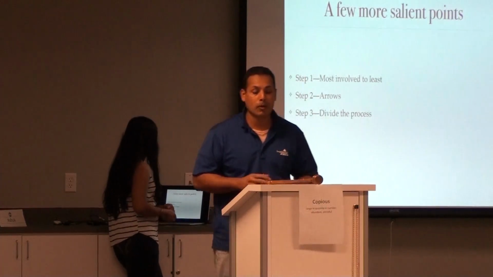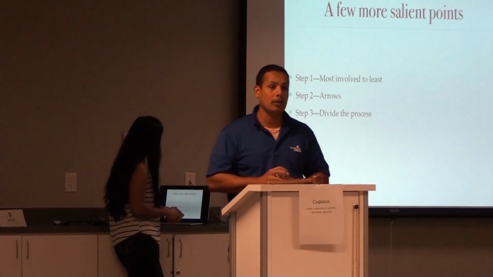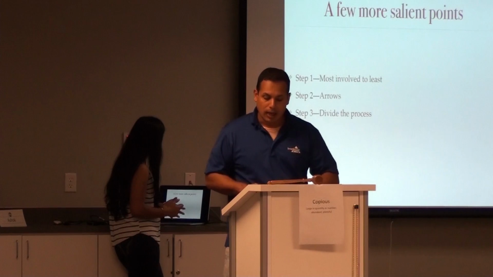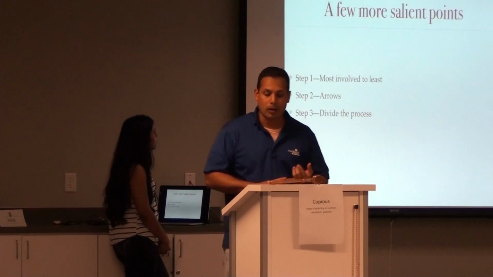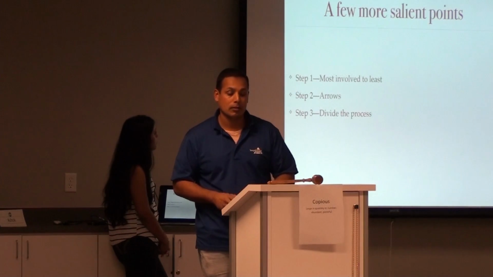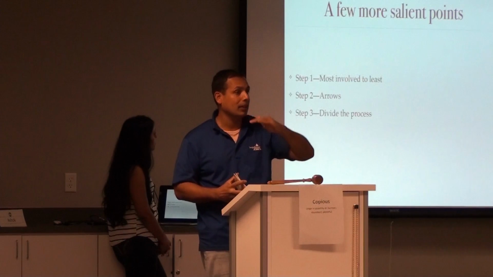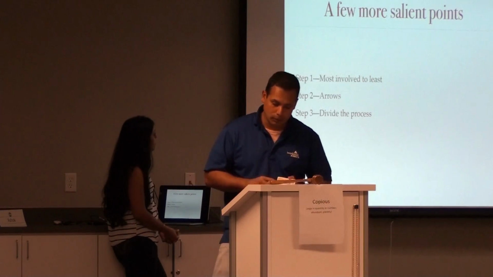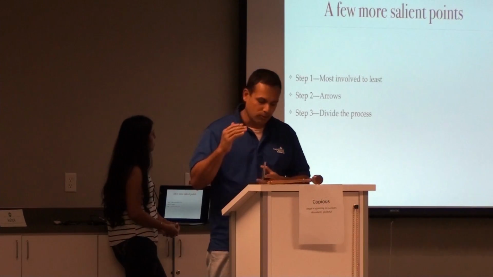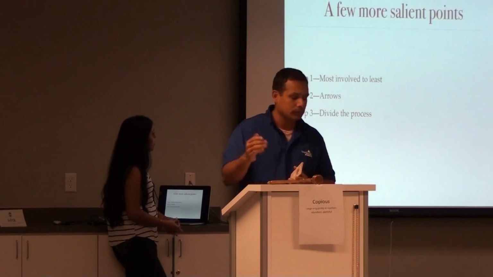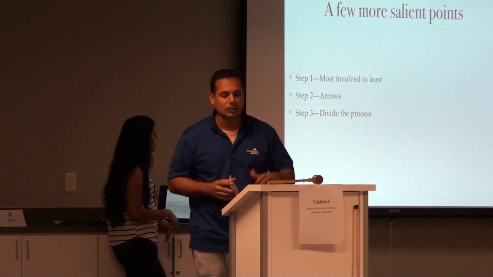A few more salient points. Step 1, usually identify the most involved individual or department within the process and place in the first lane, followed by the next most, followed by the next, and so forth. Step 2, use arrows to move from one flow diagram to another. It signifies flow passes to the symbol.